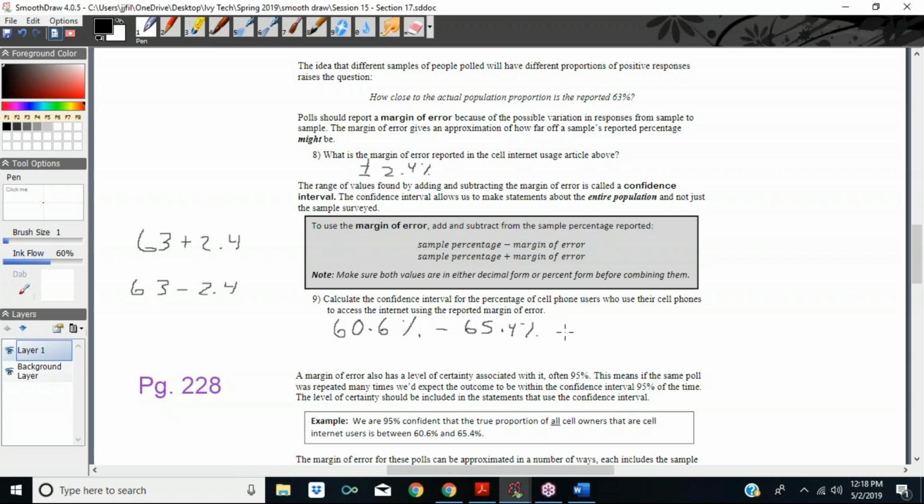And so what that means is that we're pretty sure, and I'll make a more specific statement here in a minute, that if we ask the whole population, somewhere between 60.6 and 65.4% of the people would say yes.